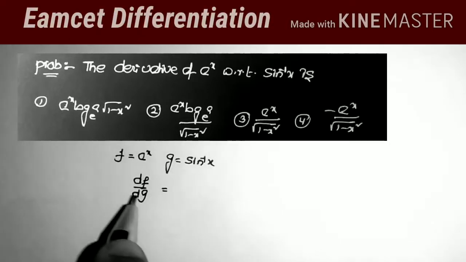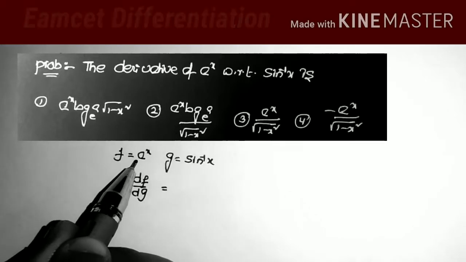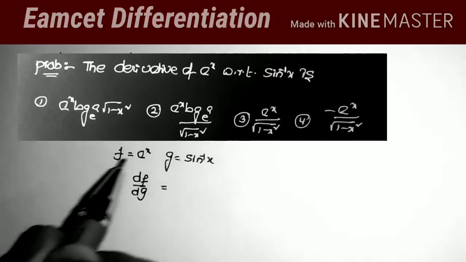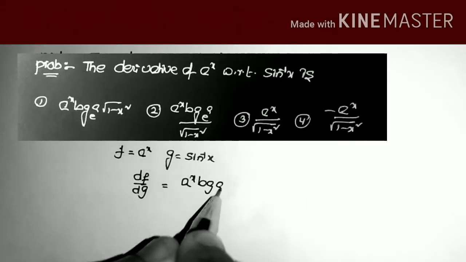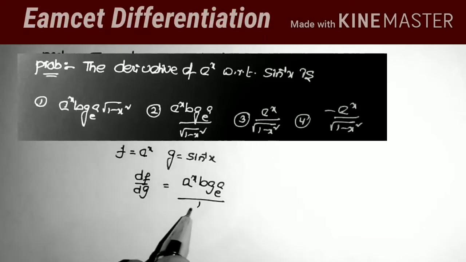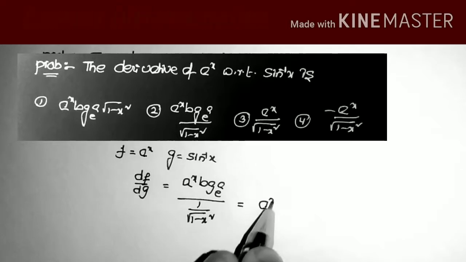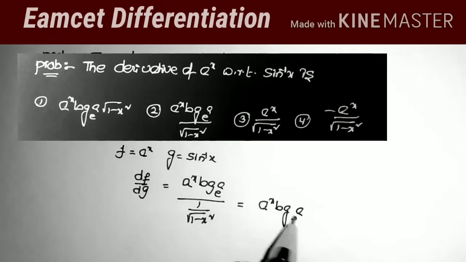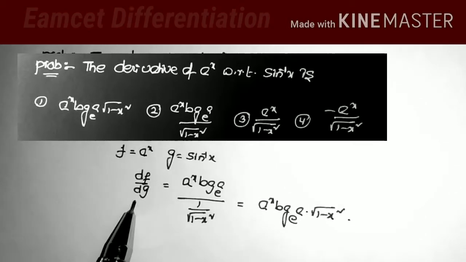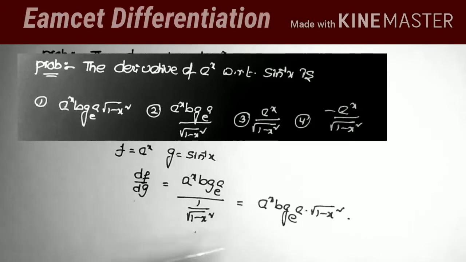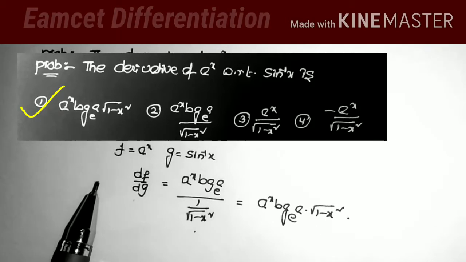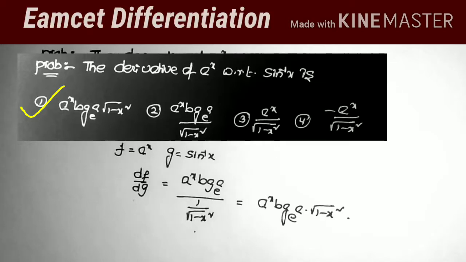And what is this formula? df by dg is equal to the derivative of the first function by the derivative of the second function. What is the derivative of the first function? A power x log a to the base e. What is the derivative of the second function? 1 by square root of 1 minus x square. So the answer is a power x log a to the base e into square root of 1 minus x square, that is, a power x into log a into root 1 minus x square, which is the first option.